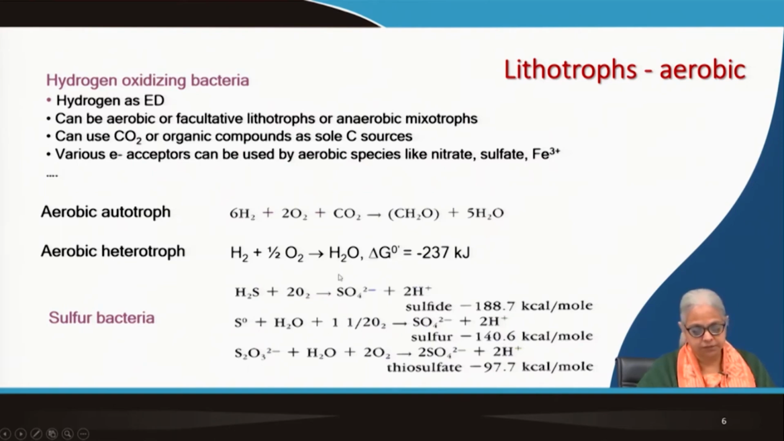In all of these cases, oxygen is the terminal electron acceptor and it's being combined with different electron donors, sulfide, elemental sulfur, or thiosulfate. In all cases, energy is released, the delta G values are negative, and therefore the organism can survive under aerobic conditions.